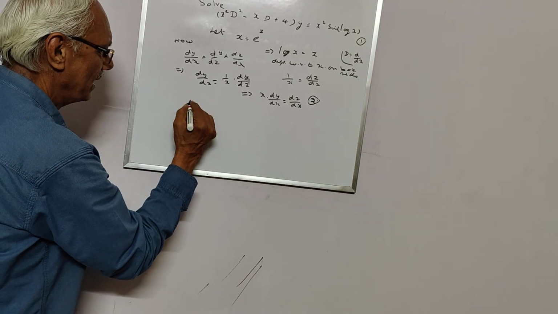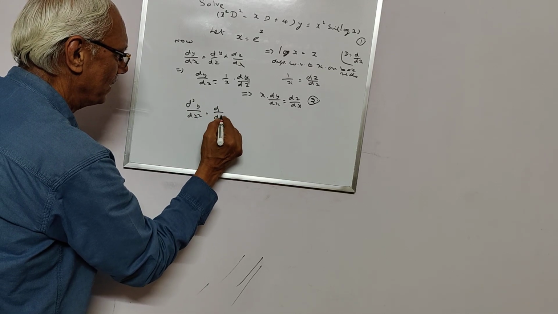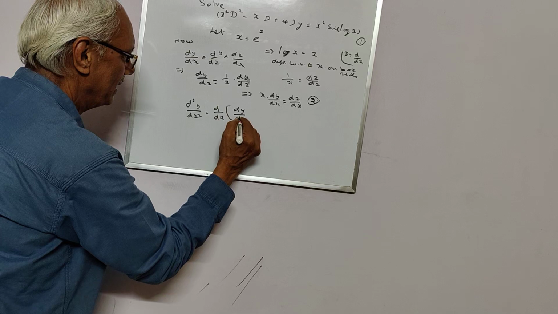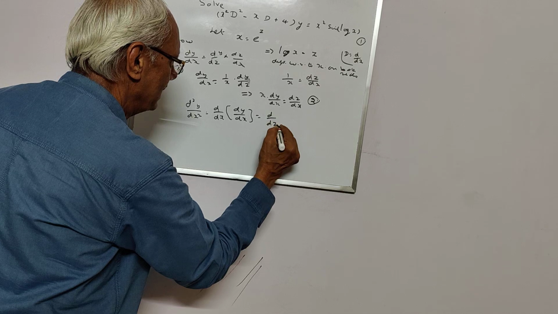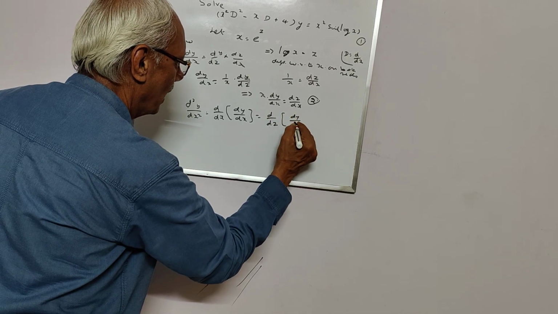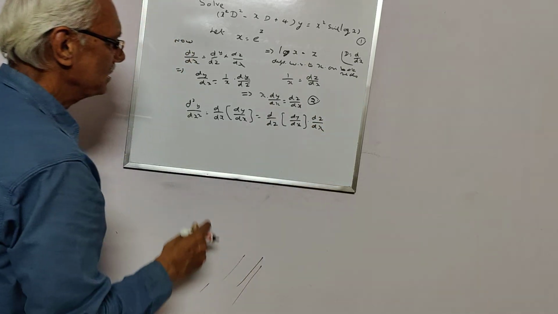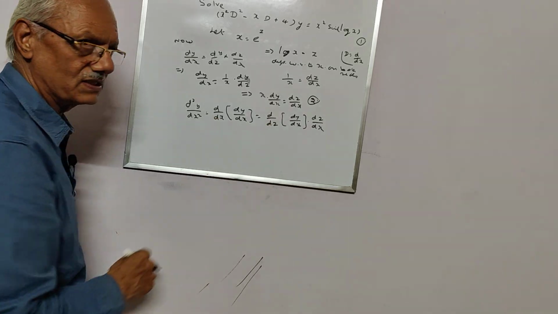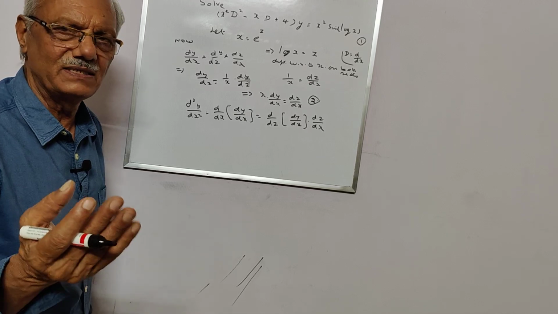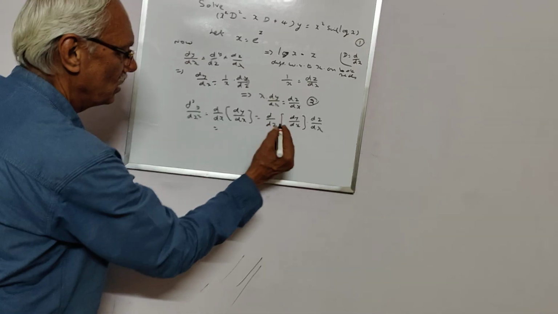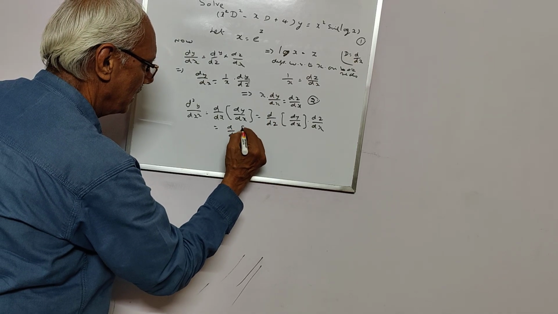Now let me find what is my d squared y by dx squared. So this can be written as d by dx of dy by dx, and this can be written as d by dz into dy by dx into dz by dx. Now you see that dz and dz will get cancelled, giving you this. My idea is to change it to a new independent variable z. So this is d by dz of dy by dx.